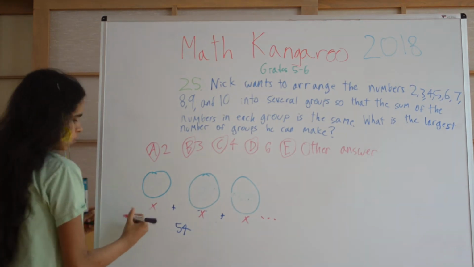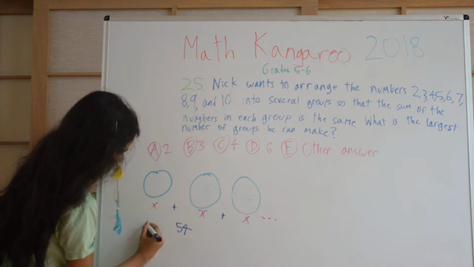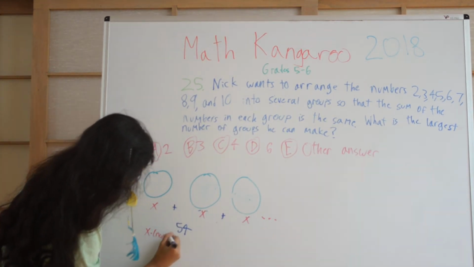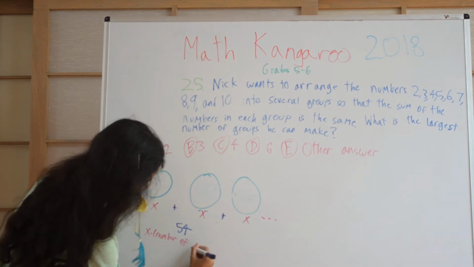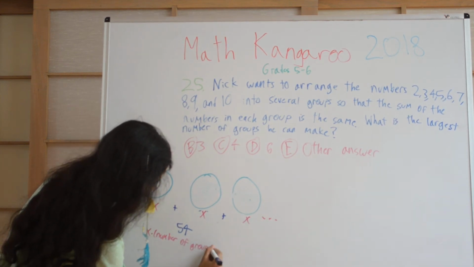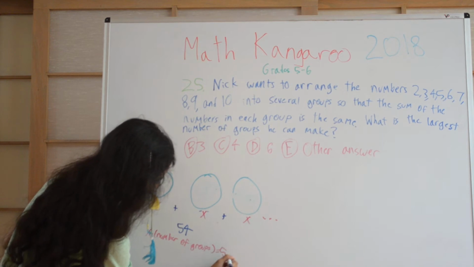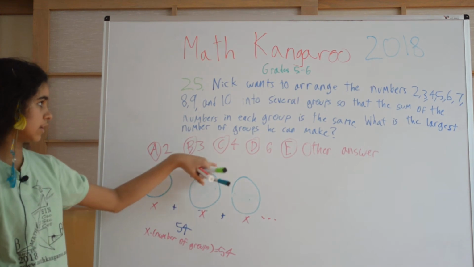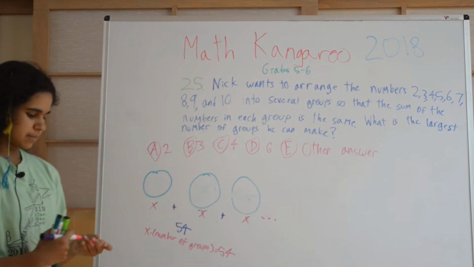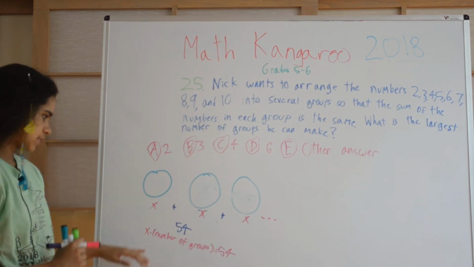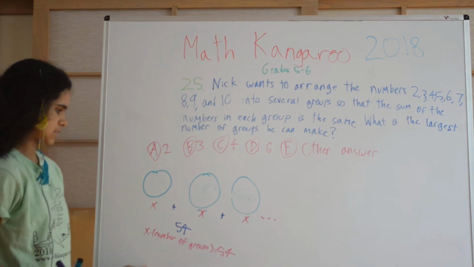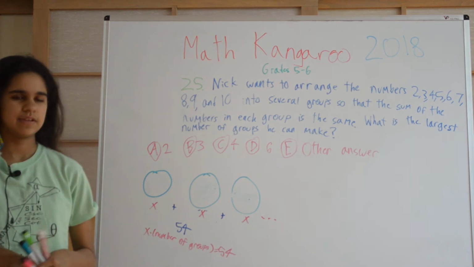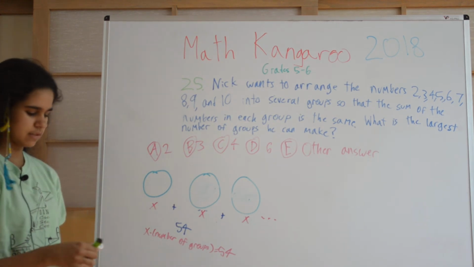So we're adding x every time we have a new group. So we have x times the number of groups, and that's 54. So we know that the number of groups, that's what we're looking for, the largest number of groups, is going to be something that multiplied by some x is going to be 54. So we have a limited number of options for that because it just depends on the factors of 54.